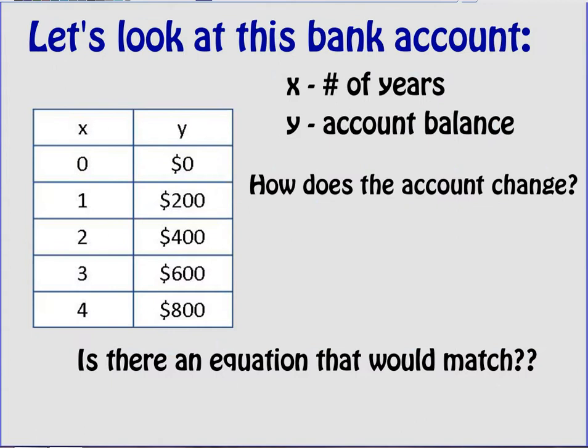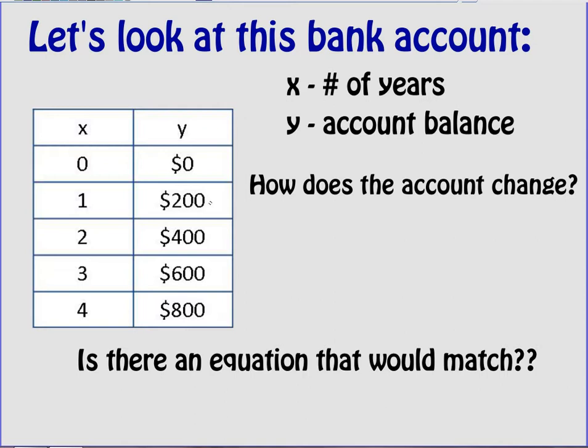We're going to start off with one example. We're going to have a bank account where our X column is the number of years that we've had that bank account, and Y is going to be the amount of money in our account or account balance. So when X is 0, that means that I have had my bank account for 0 years. This is where I open my account. When I open my account, I have $0 to start with.